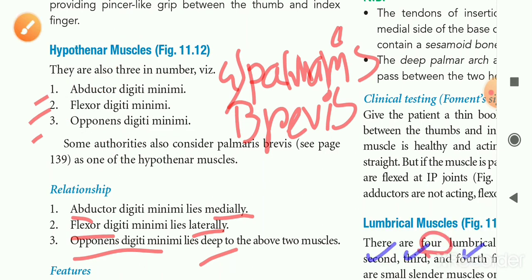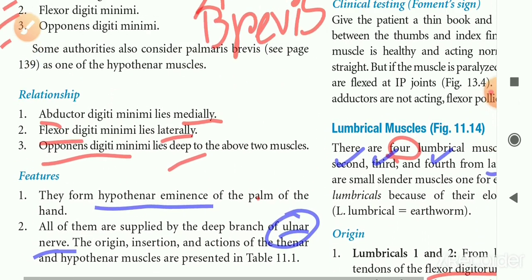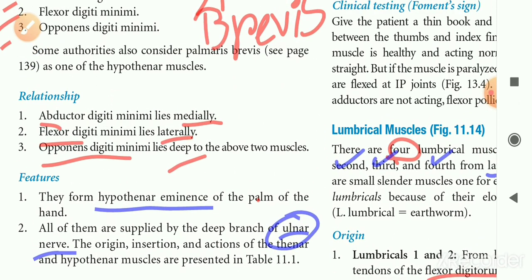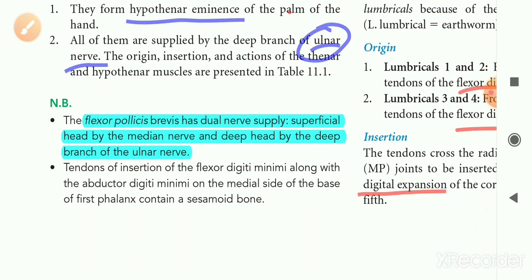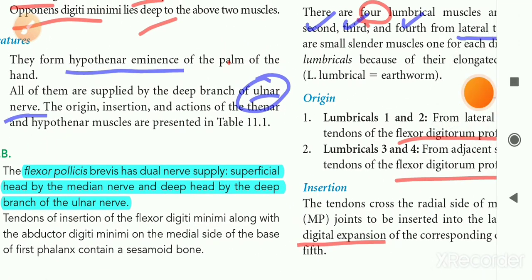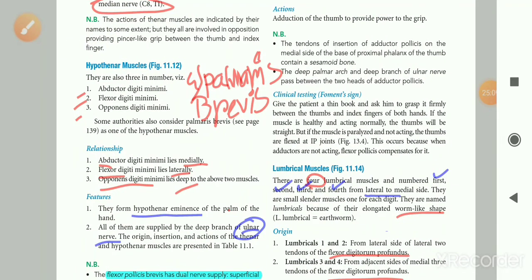Okay, now come to the palmaris brevis. We have already studied this muscle, palmaris brevis, because it is located in the superficial fascia, and it is a very subcutaneous muscle. And what was the function of the palmaris brevis? We studied earlier that it helps in the grasping movement of the hand.